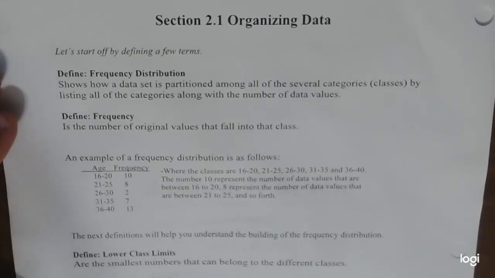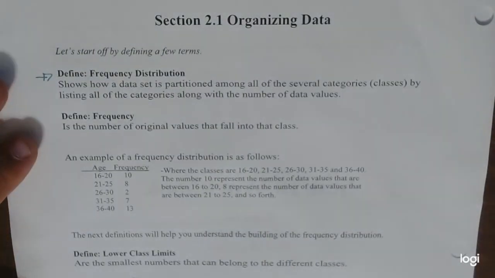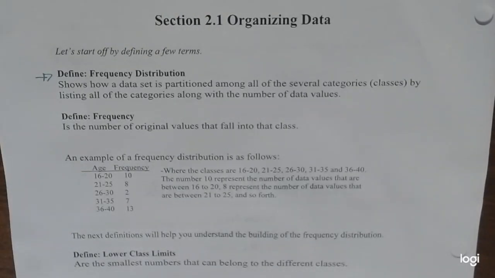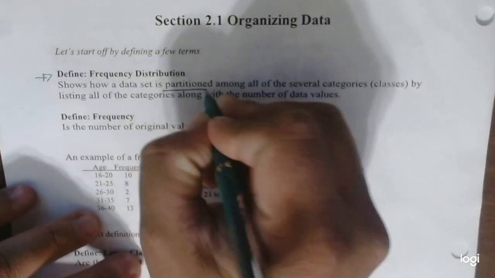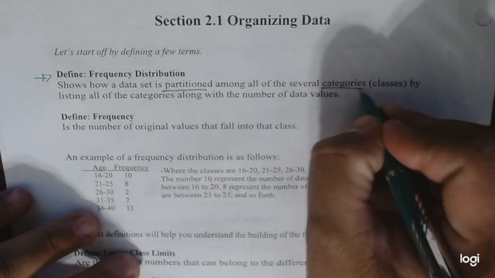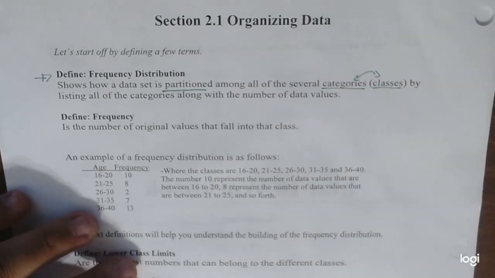So first definition is called a frequency polygon, or sorry, a frequency distribution. Okay, so a frequency distribution shows how the data set is partitioned among all the several categories. Now, partition is a fancy word for saying breaking up. So we're just breaking up the data set. That's pretty much what that means. Now, when it comes to categories and classes, they mean the same thing. So when you see these two, you think of the same concept.